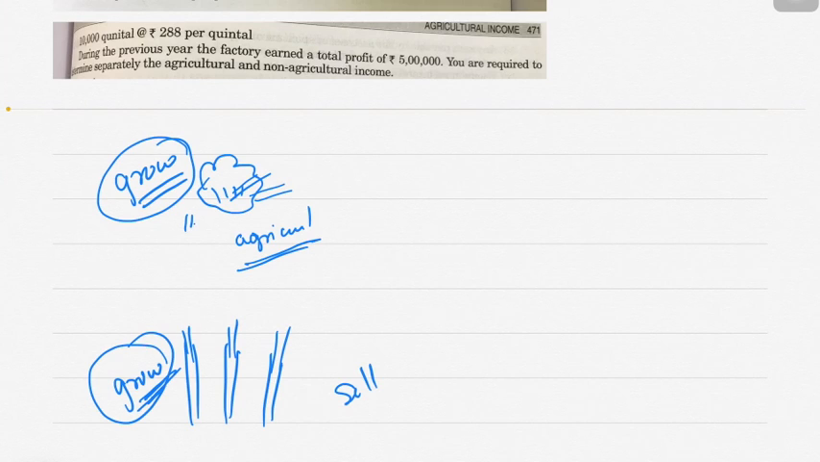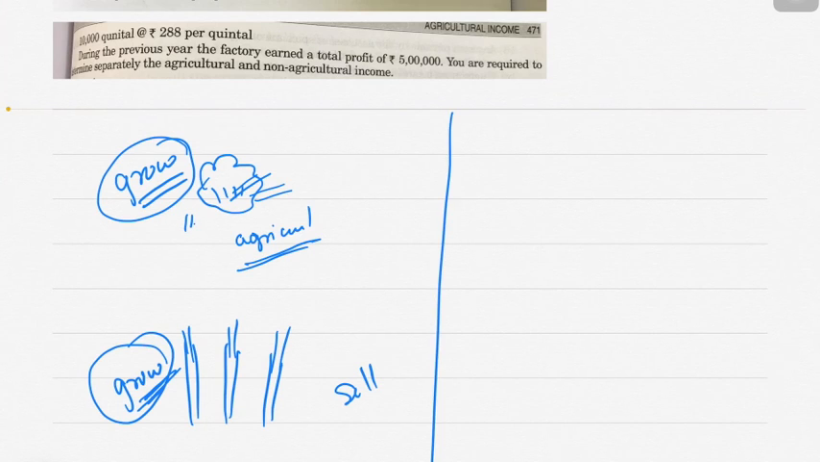If I buy cotton and sell cotton, then it is not an agricultural income. If I buy sugarcane and sell sugarcane, then it is not an agricultural income because I am not cultivating it. Only when you are cultivating agricultural produce, of any item, is it considered agricultural income.